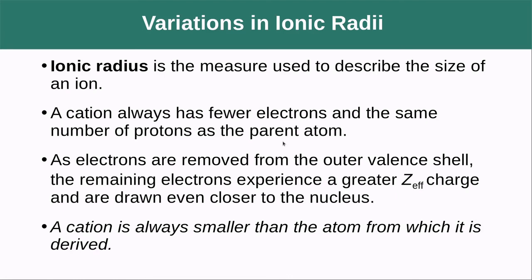Ionic radius is analogous to covalent radius, but this is when we have an ion, and it's not measured as the distance between two ions either. Basically, if you start with the covalent radius, a cation always has fewer electrons but the same number of protons pulling on all those electrons. As the electrons are removed from the outer valence shell, the remaining electrons experience a greater effective pull and are drawn even closer to the nucleus. So for this reason, a cation is always smaller than the atom from which it is derived.